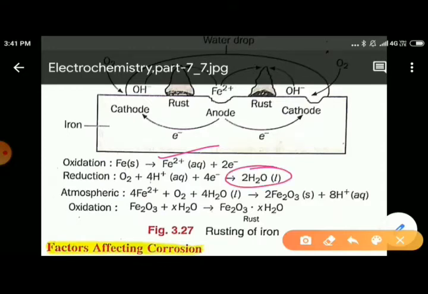After the oxidation and reduction reactions, ferrous ion which formed during oxidation reacts with oxygen and water to form ferric oxide and hydrogen ion. Now ferric oxide reacts with water vapor to form hydrated ferric oxide. So this is known as rust.